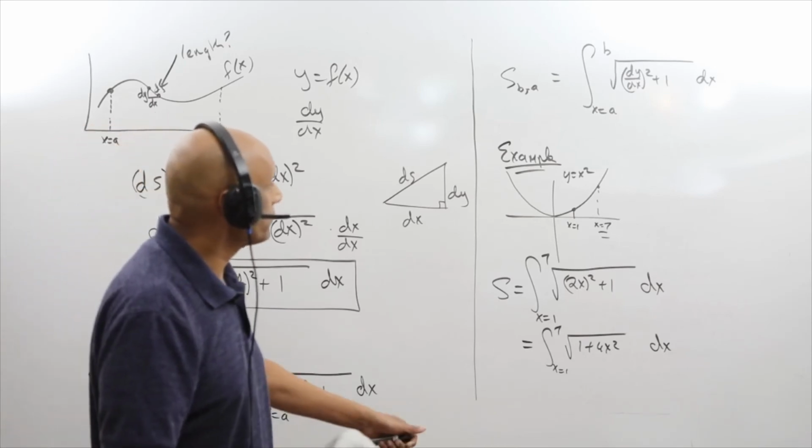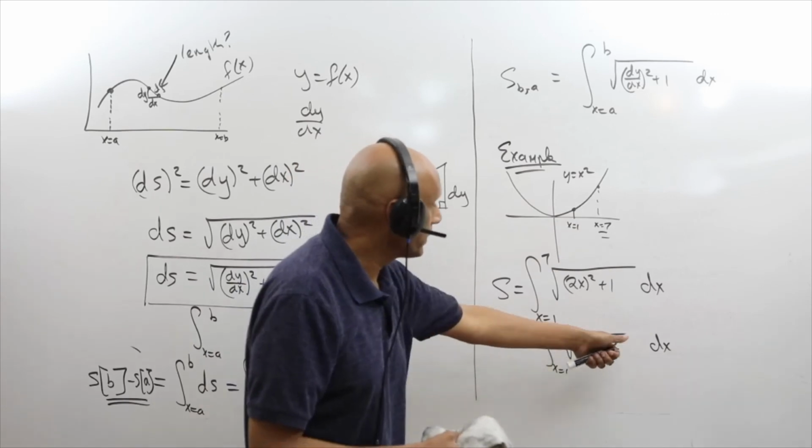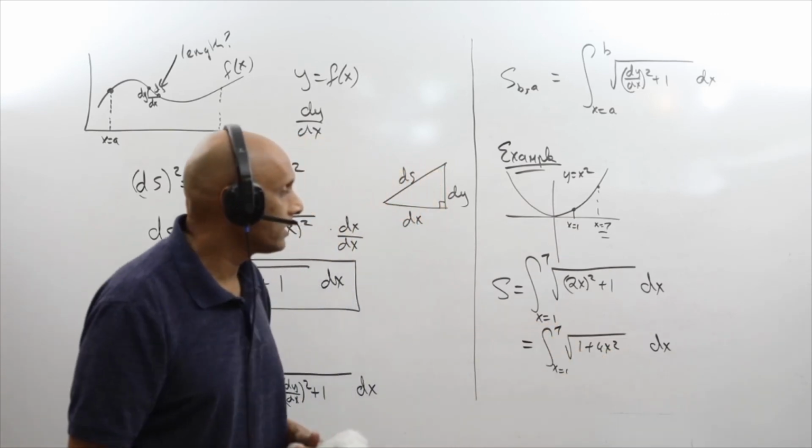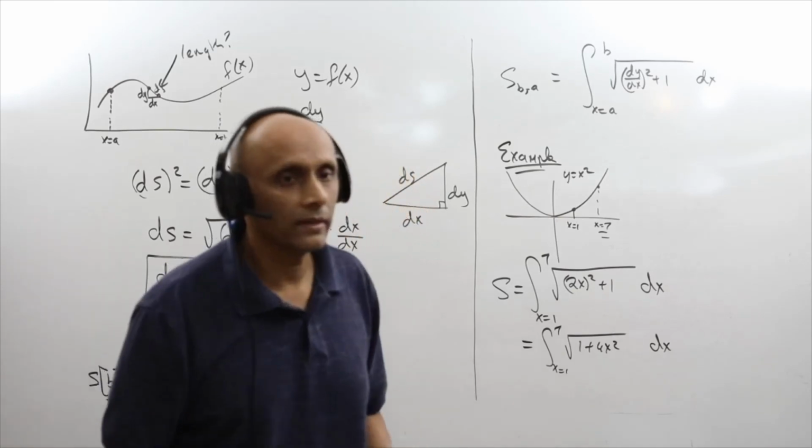Anyway, this is for the length of the curve y equals x squared from x equals 1 to 7. We can actually solve this integral, and then we'll get ourselves an analytic answer. There is an analytic answer to this.